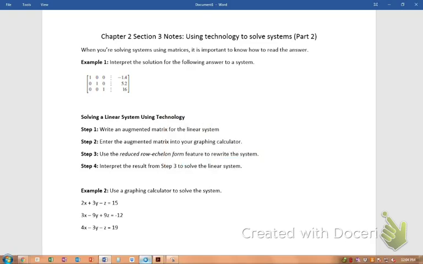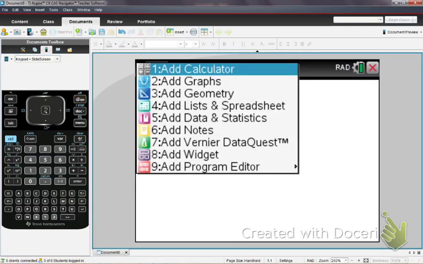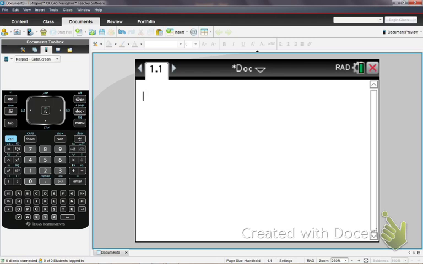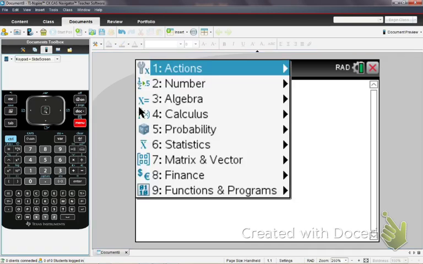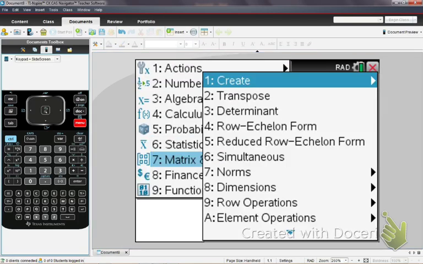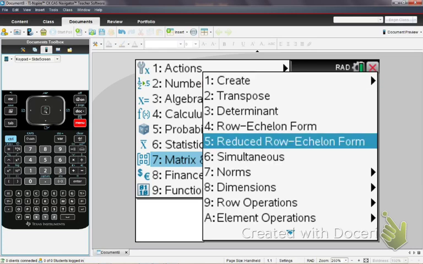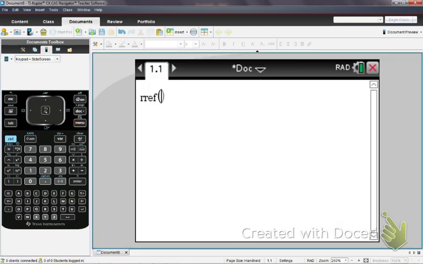When you put it into your calculator, you're always going to go to a new document and add a calculator page. Now we're going to do the reduced row echelon form, and you actually have to put that into the calculator first. So we're going to go to Menu, Matrix and Vector, Reduced Row Echelon Form. Now it has to be reduced. If you just do row echelon form, it's actually only doing one step, when you want it to do all of the steps for you so you don't have to worry about it. When you do that, it gives you RREF and then parentheses. If you remember that, you can actually type it in.